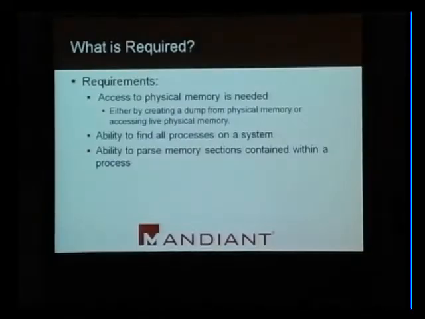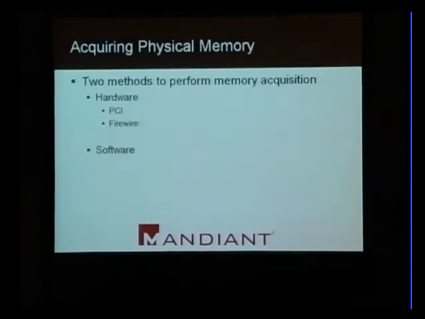After we have access to physical memory, either via a memory dump or live physical memory, I need the ability to find all the processes on a system, whether they're hidden or unhidden. Once we've found every process, that means we can find the process that we want to acquire from. Once we can do that, we need to be able to parse that process's memory sections. And we'll talk about what parsing memory sections means and what it is in a couple more slides. So that's what's required for full process reconstitution.